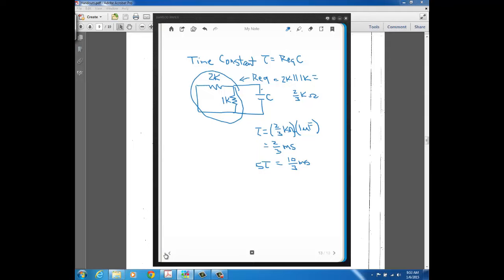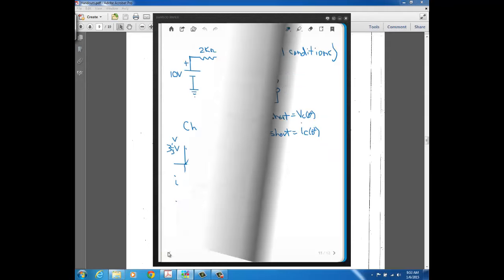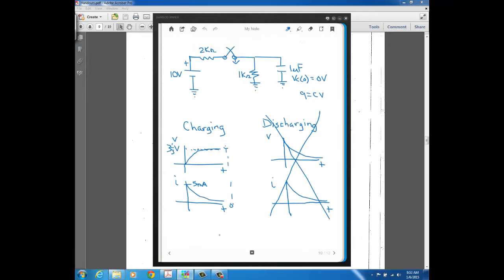So if we go back to our curves here, see the amount of time, this amount of time from t equal to 0 out to steady state, that's the 10/3 milliseconds. Okay, 3 1/3 milliseconds. Okay, for both curves.